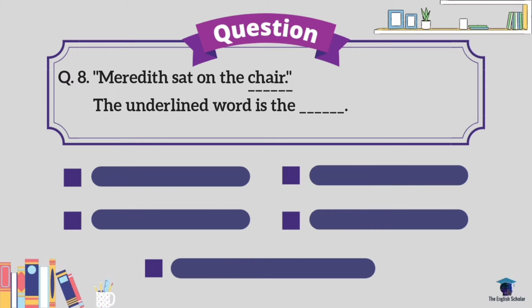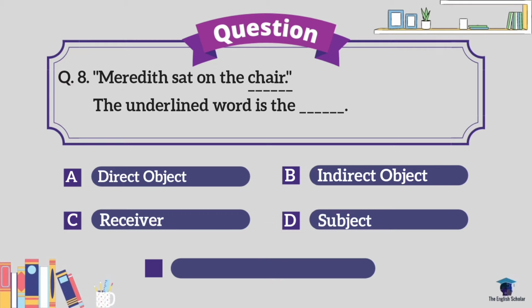8. Meredith sat on the chair. The underlined word is the A. Direct object, B. Indirect object, C. Receiver, D. Subject, E. Object of preposition. Your 15 seconds starts now. Time is up. The correct answer is letter E. Object of preposition.